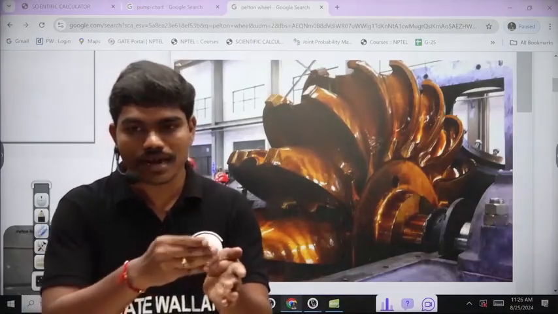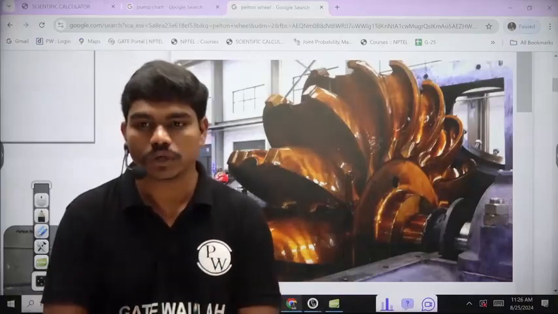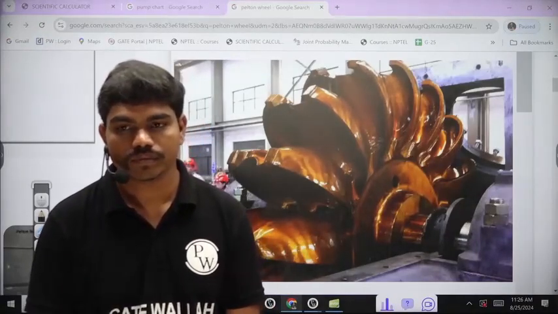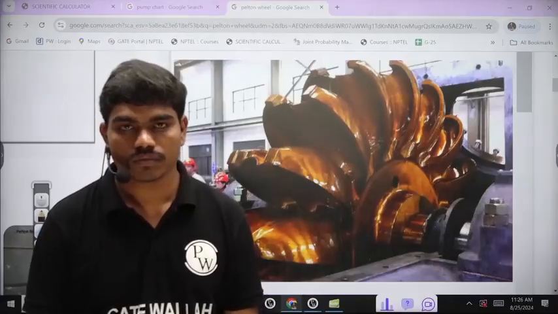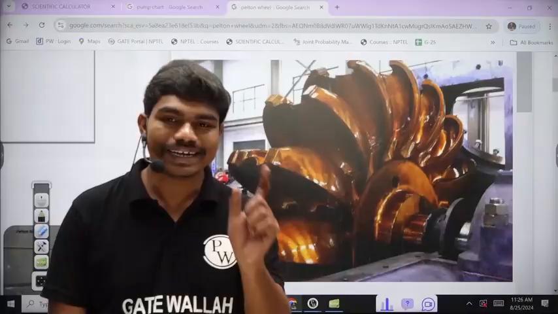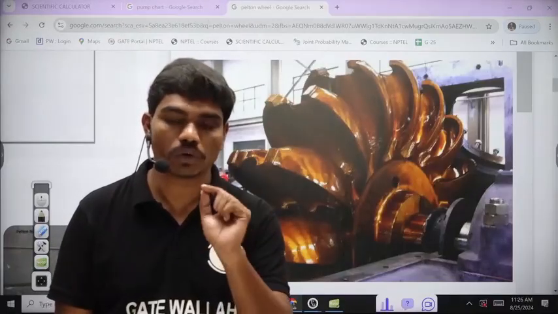So fluid inlet and exit are at the same radial locations. Is this understandable? Why am I taking this? Because in the head delivered term, you have u1 square minus u2 square. I want to talk something about that.